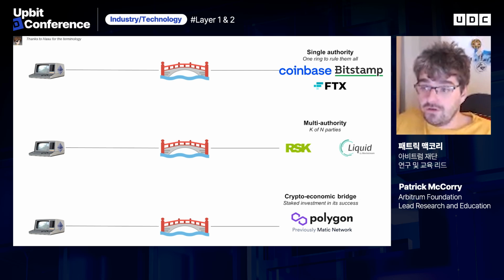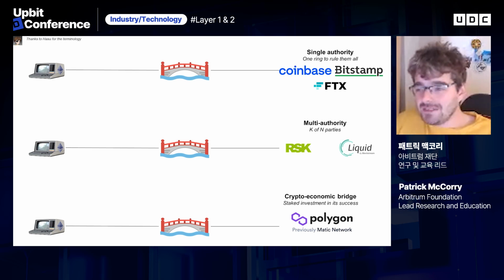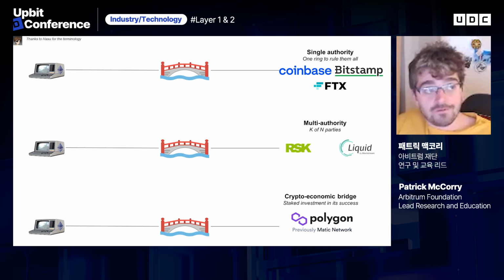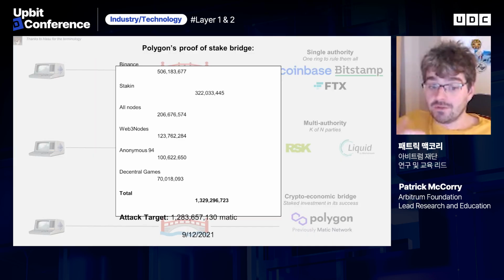Now, there's these other type of bridges called crypto economic bridges. And as we're going to see, they're basically multi-authority bridges. You're still trusting maybe 5, 6, 8 parties. But the difference is that if I want to, I could stake my assets, I could put skin in the game and appoint myself to be one of those authorities. So that's how it works sort of in Polygon.